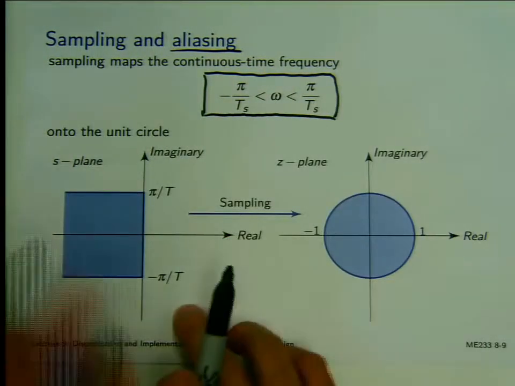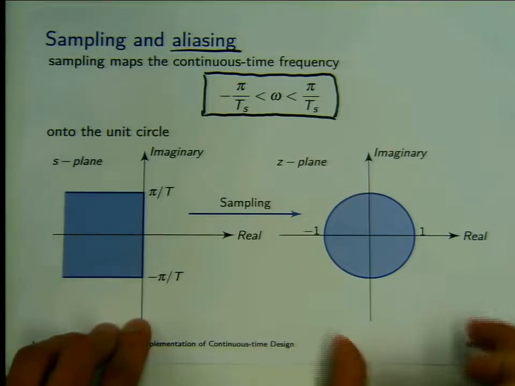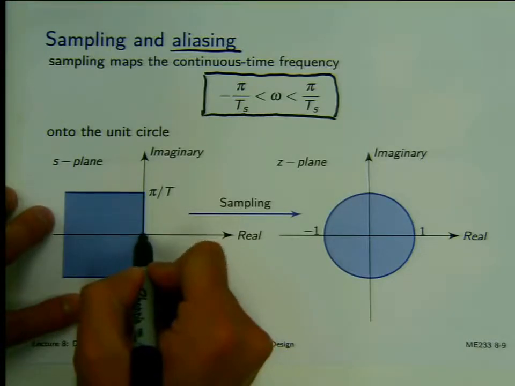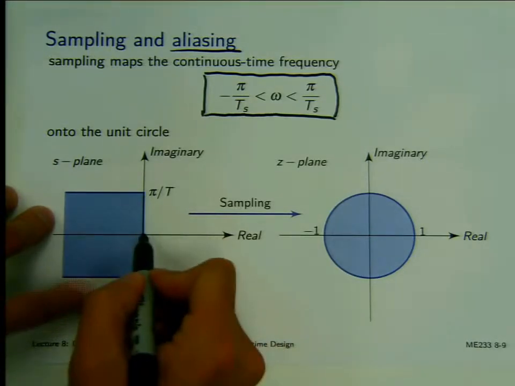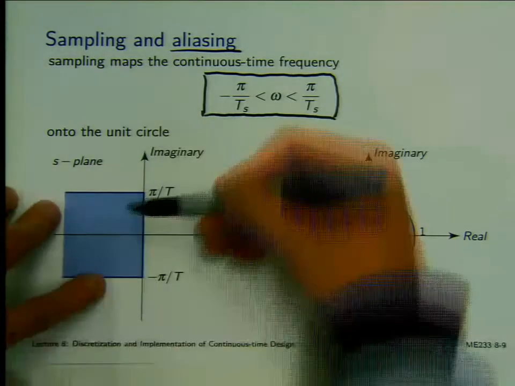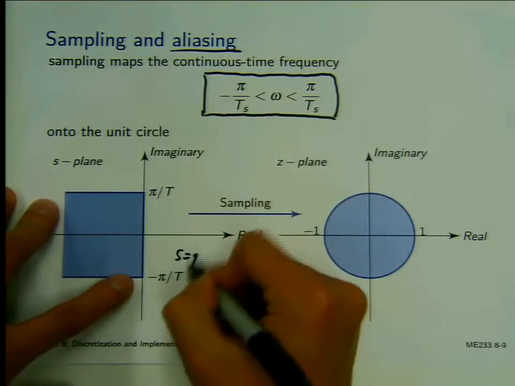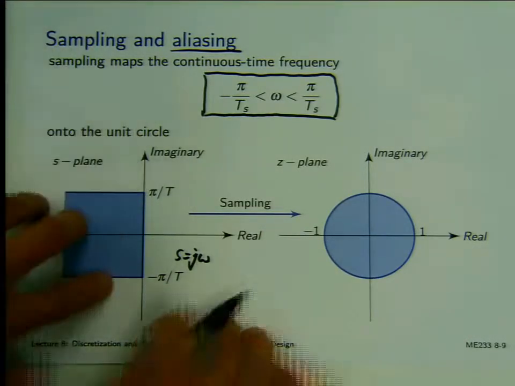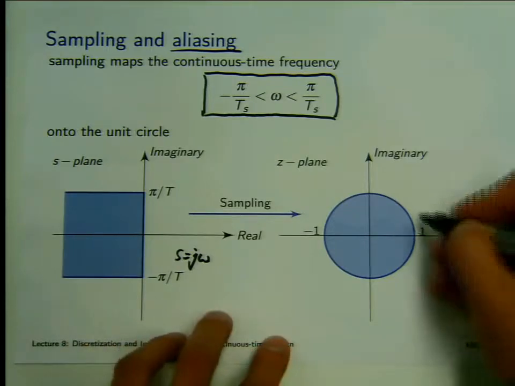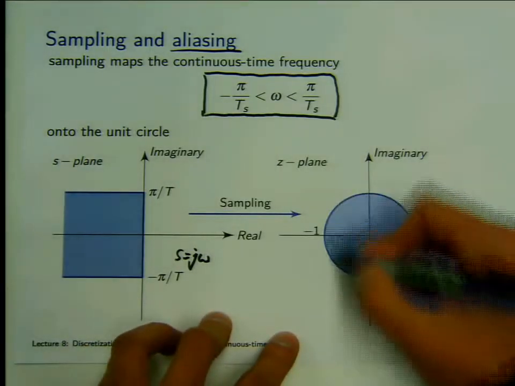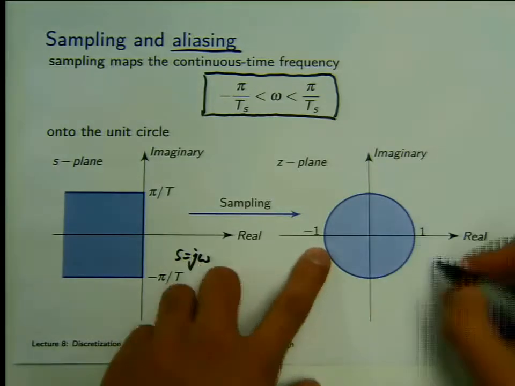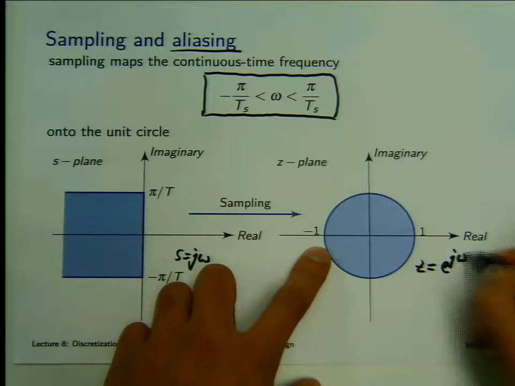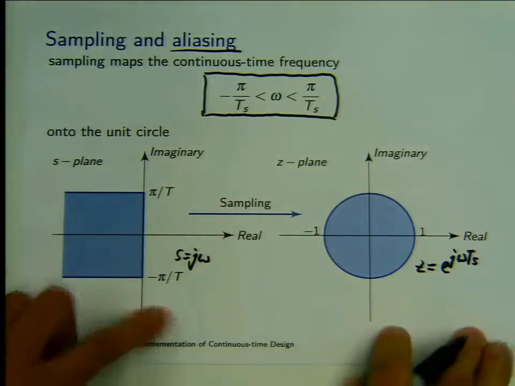If you draw the continuous time S domain and the discrete time Z domain, you will notice, so when we evaluate the frequency response in the continuous time domain, we evaluate by taking S equal to j omega. So we're taking values along this imaginary axis. And last time, you have seen that for discrete time systems, when we evaluate the frequency response of a discrete time transfer function, we do Z equal e^(j omega Ts), okay?